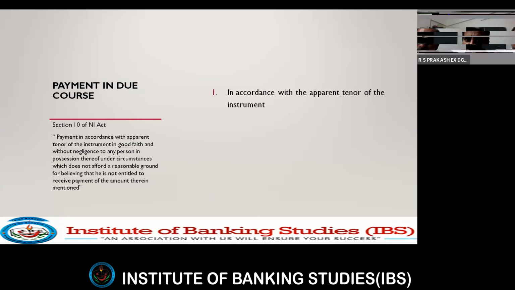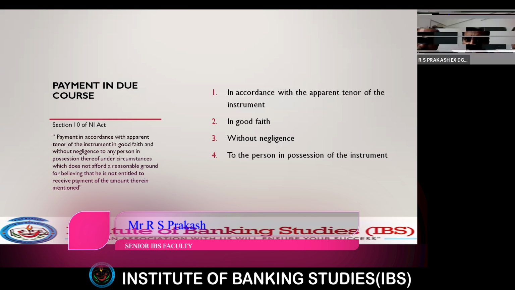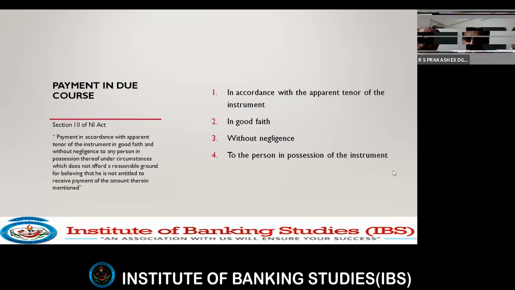So, in accordance with the apparent tenor, in good faith, without negligence, to the person in possession of the instrument. Madam, whoever asked me a little before, sir, what to do? Bearer instrument. Can I give it to anybody? No endorsement. To the person in possession of the instrument, whoever has it, as long as it is a bearer instrument, pay it. You are protected. Okay, as a prudent banker, we also get their signature and pay.